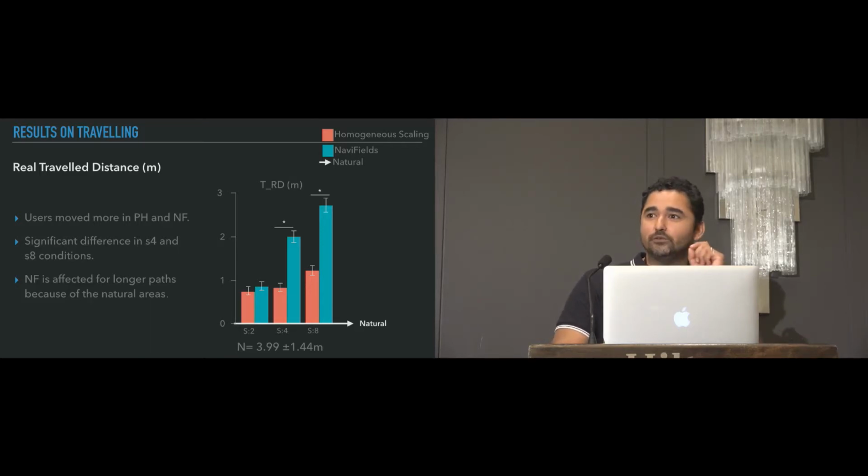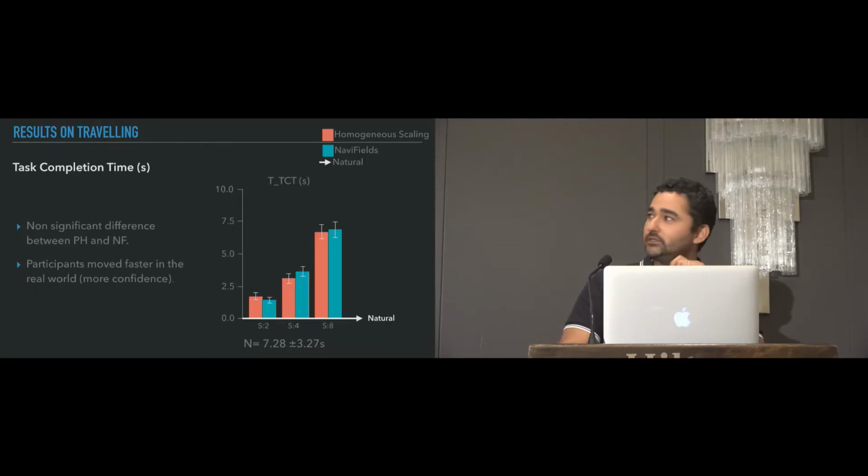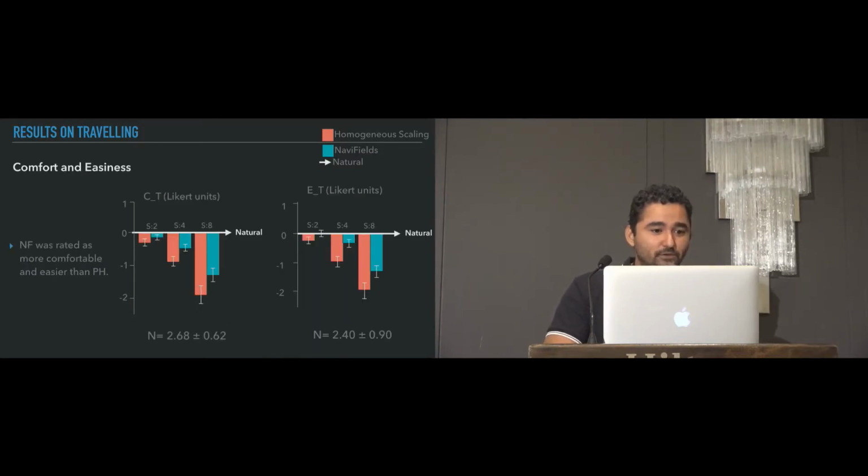But even if the user needs to travel longer paths by using NaviFields, we found no significant differences in task completion time, which is quite good because that means that the user actually travels faster when using our technique compared with homogeneous scaling. And also, the user is showing more confidence when using our navigation technique. In terms of comfort and easiness in interaction, NaviField was rated as more comfortable and easier than homogeneous scaling in almost all conditions.